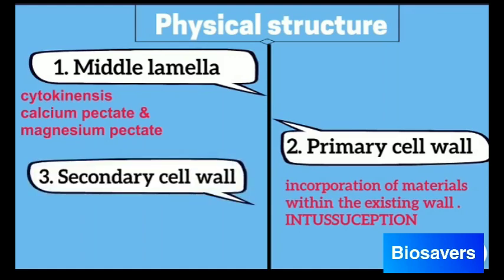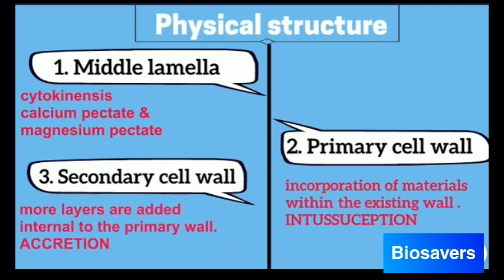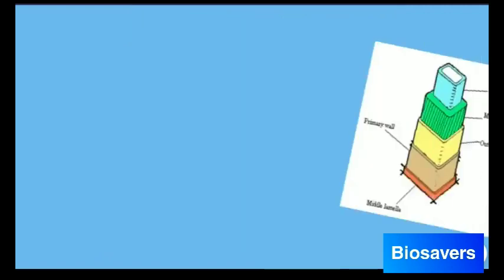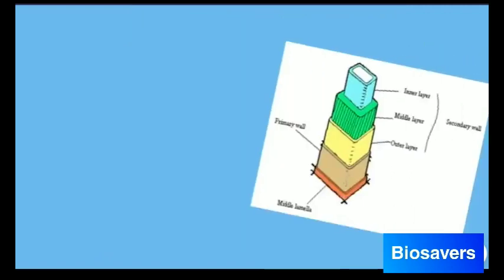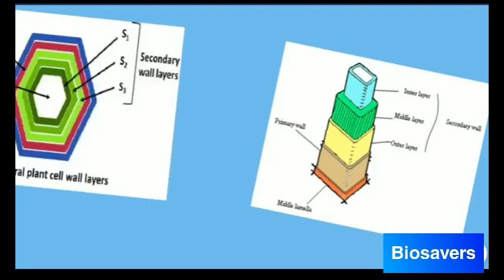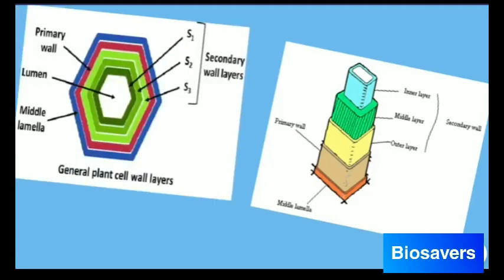Then secondary wall. In mature cells, more layers of wall material are added internal to the primary wall. These layers are called secondary wall. Growth by addition of new wall material on the existing one is called accretion. As seen here, the primary wall is formed over the middle lamella, and it is the middle lamella which makes contact with another cell, that is, the middle lamella is exposed to the outer surface. The secondary wall usually consists of three sublayers, S1, S2 and S3.